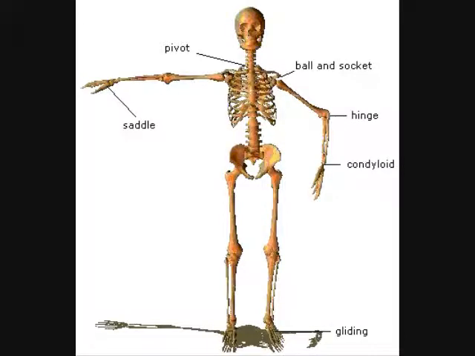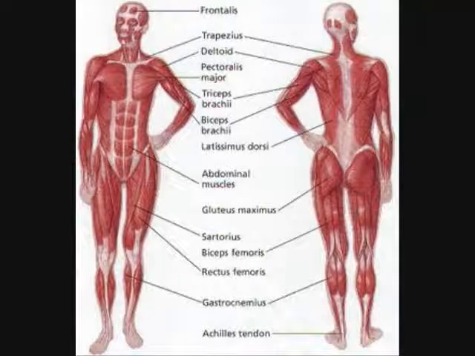Joints are formed when 2 bones come together and are held together by ligaments, which are strong tissue that attach to the bone. Tendons are tough bands that attach the muscle to the bone. There are 3 types of muscles in the human body. First one is the skeletal muscle, second is the cardiac muscle, and lastly there are the smooth muscles. There are approximately 639 skeletal muscles in the human body.